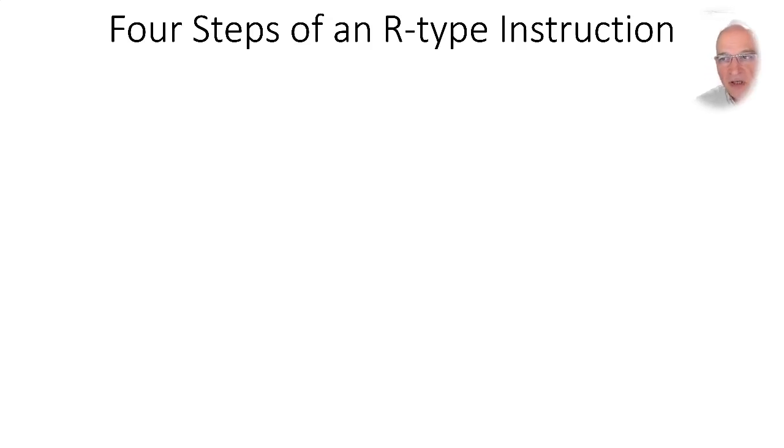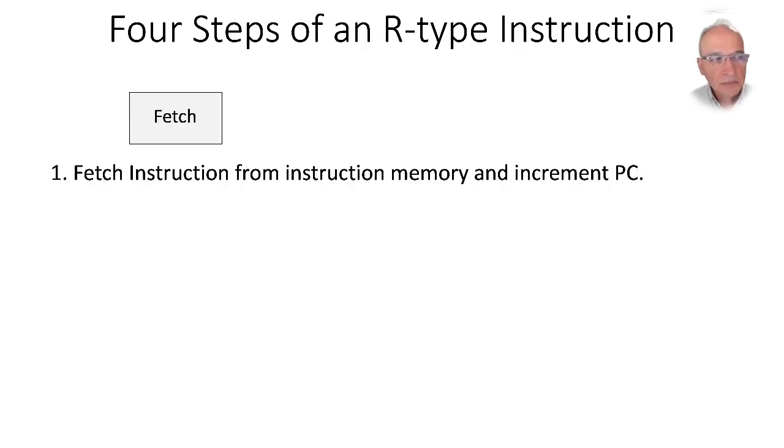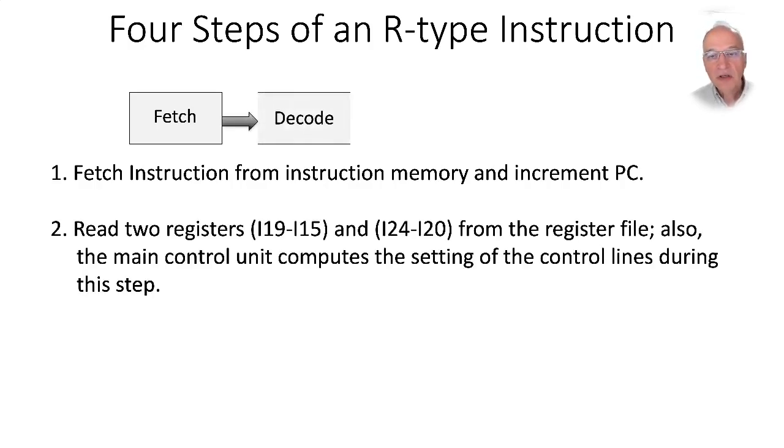So let's first look at the four steps of an R-type instruction. The first step is to fetch the instruction. Fetching means that I take the value of the program counter, send it to the memory, and receive back the word that contains the binary representation of the instruction.